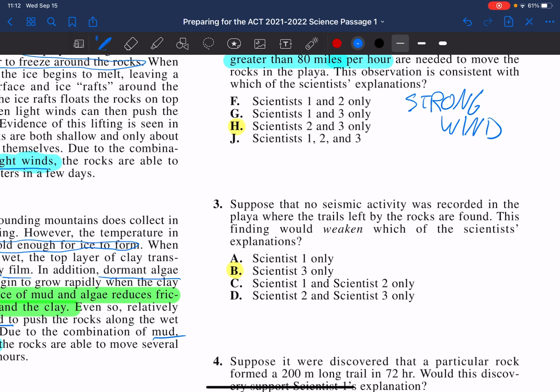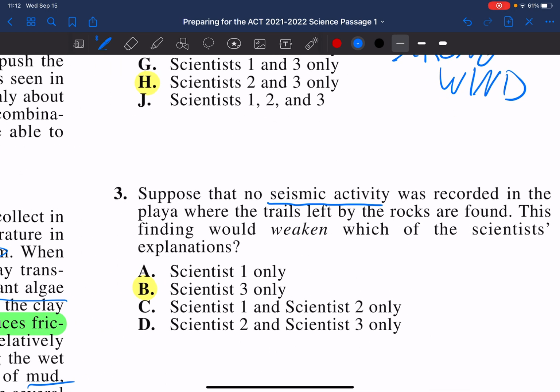Number 3, suppose that no seismic activity was recorded. Now, seismic activity is another way of saying something to the effect of something like an earthquake. That would be an example of seismic activity. Now, which scientist would make mention of vocabulary like this?